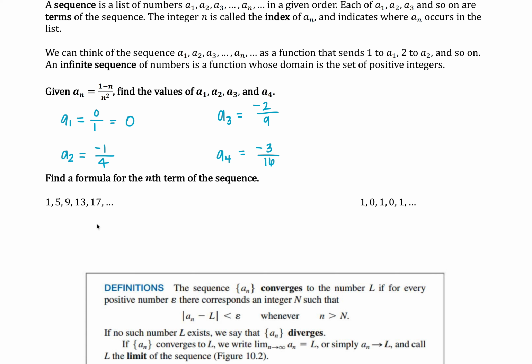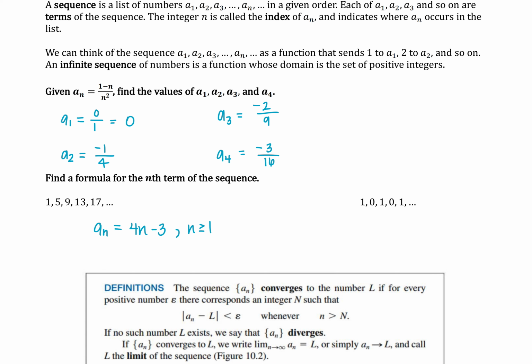You're going to end up getting a sub n equals 4n minus 3, and our n values are going to start with 1. So we say that n is greater than or equal to 1. And that one's actually very straightforward there. Like I said, it's following more of a linear pattern.